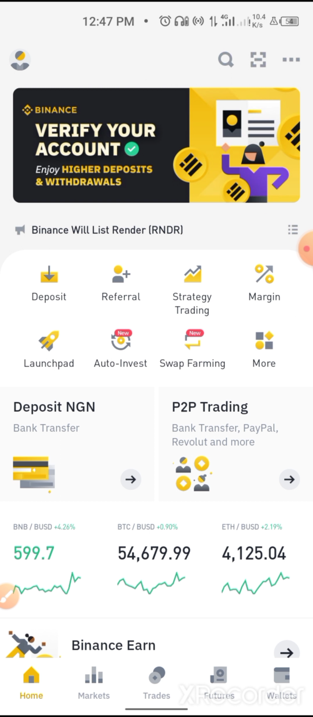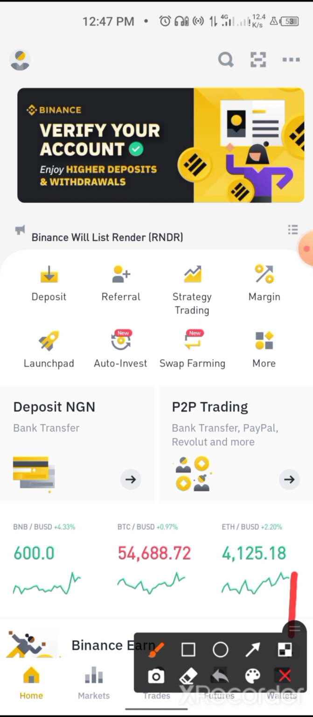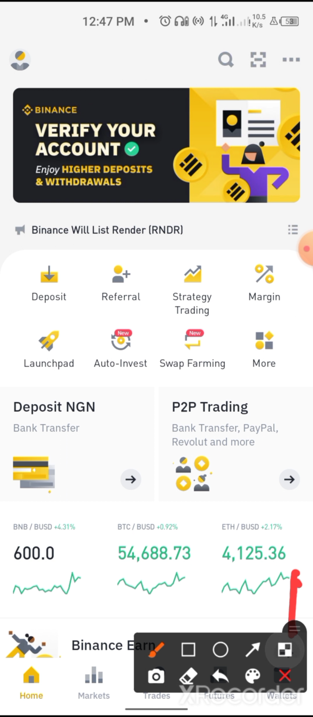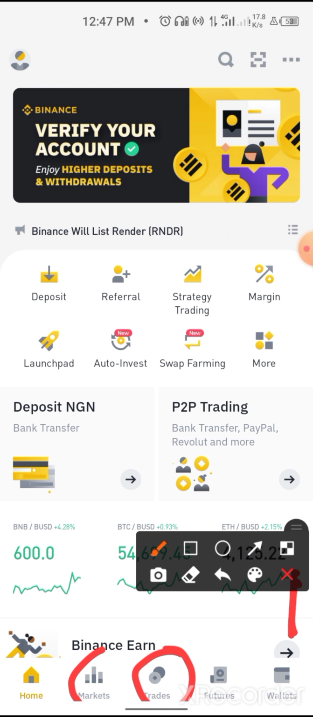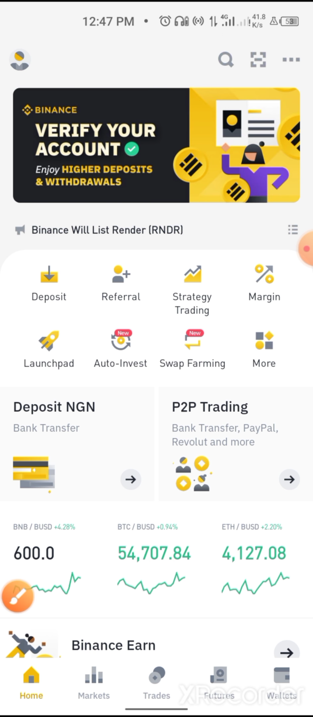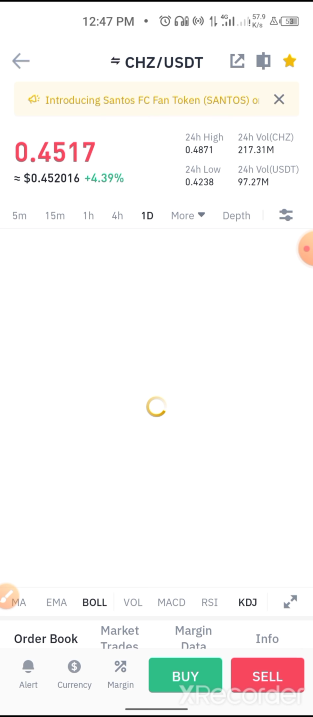Now, if you're already a trader and you're getting confused on the different types of orders on centralized exchanges, we are going to be doing just that. You go straight up and click on the market. You click on trades, or you first of all click on market to select the coin you want to trade. Let's trade CHZ.